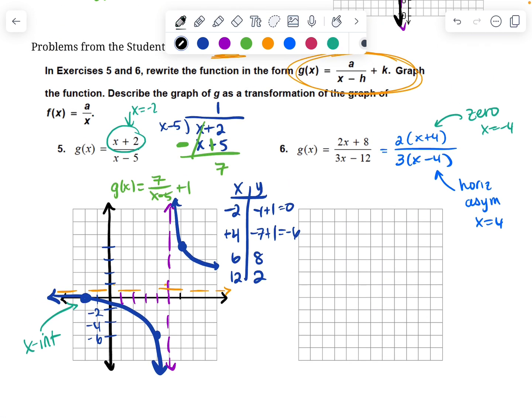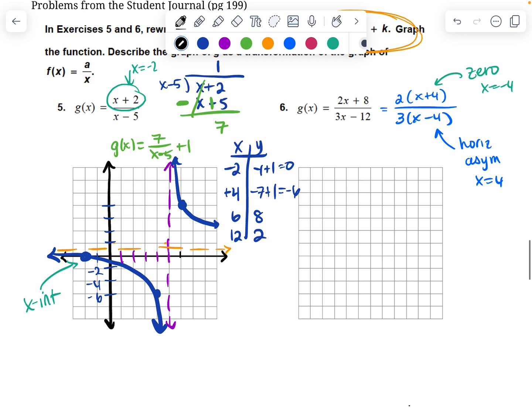All right, so like I said, we need to do a little bit of division.